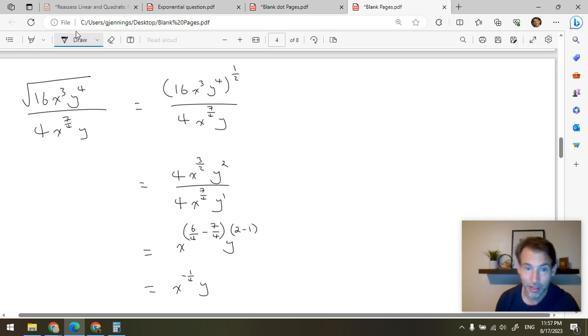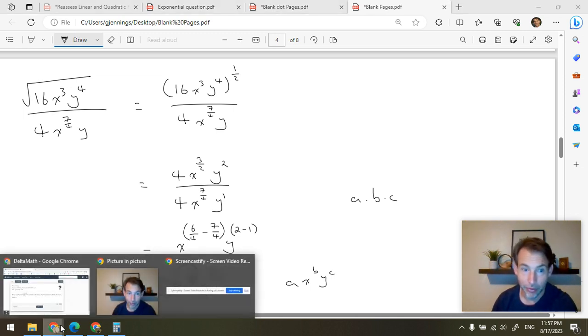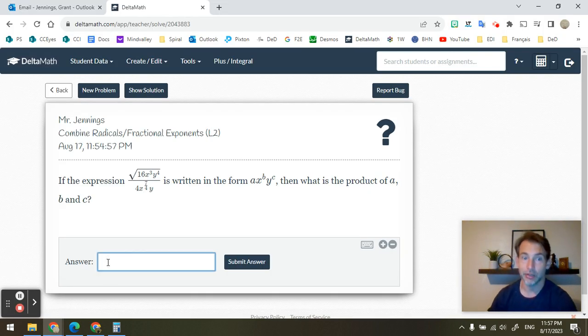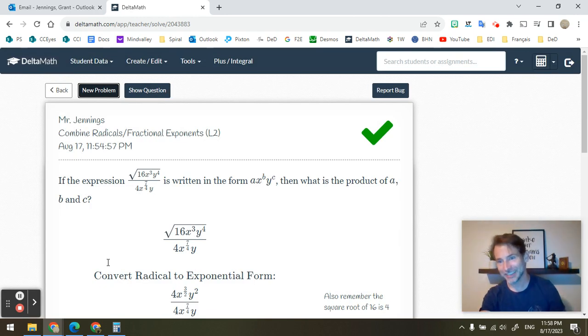y to the 1. Okay, and now it's in the form a x to the b y to the c, and they wanted to know the value of a times b times c. Well, a is 1, c is 1, and b is negative 1 quarter. Therefore, this is a big shocker here. The answer is negative 1 over 4. Okay, so that's how you do these, and practice these skills.